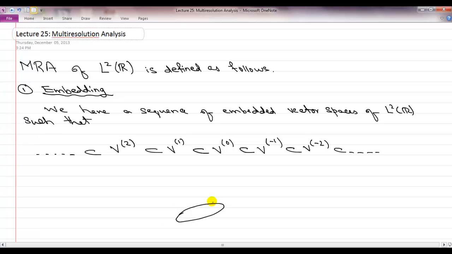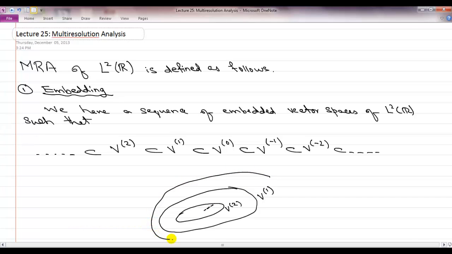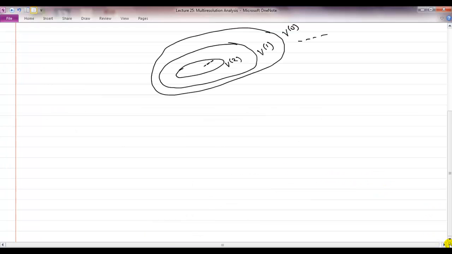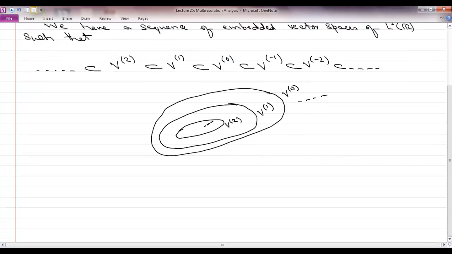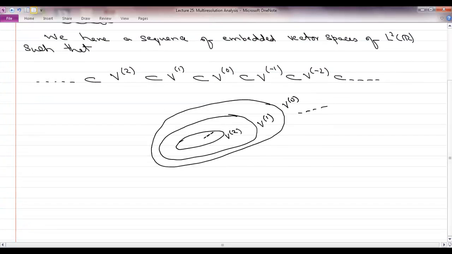A subspace is nothing but a set, right? So we can think of this as a V2. And this is itself contained in a bigger subspace, V1. And V2 contains itself other smaller subspaces, so we never end. And this V1 is contained itself in an even bigger subspace, V0, and this thing keeps on going too. Okay? So that's the most important property of the multi-resolution analysis, that you have this sequence of subspaces.